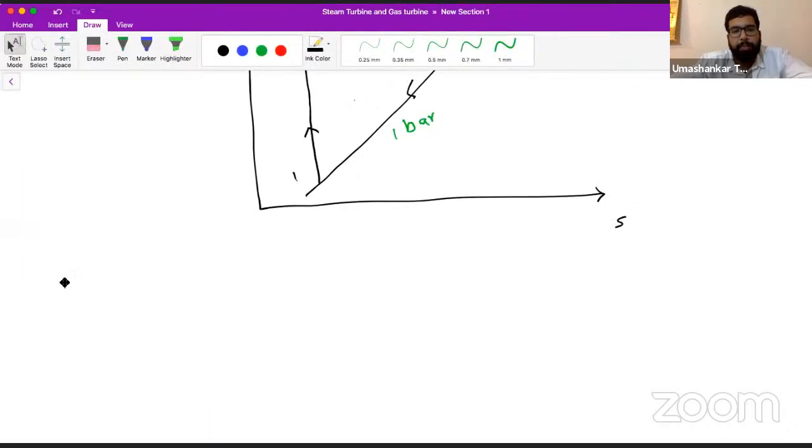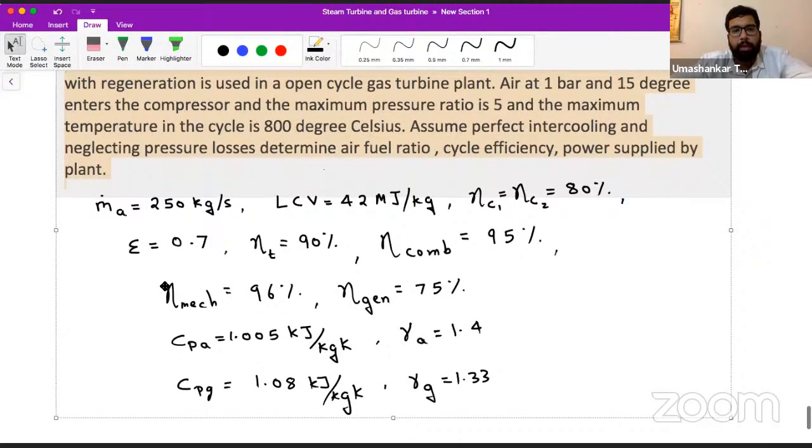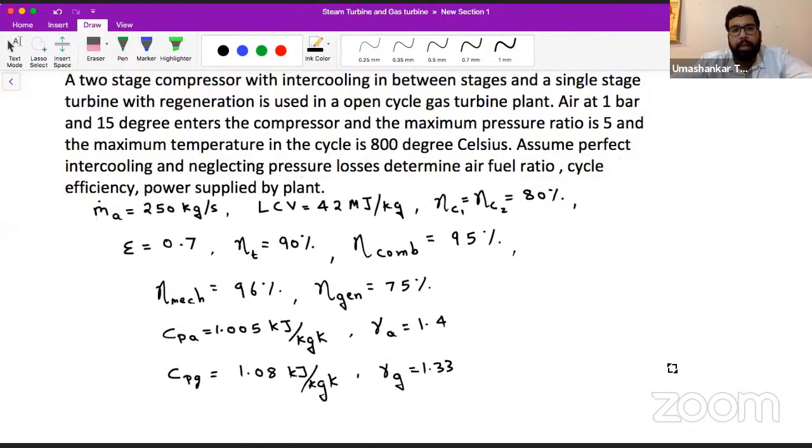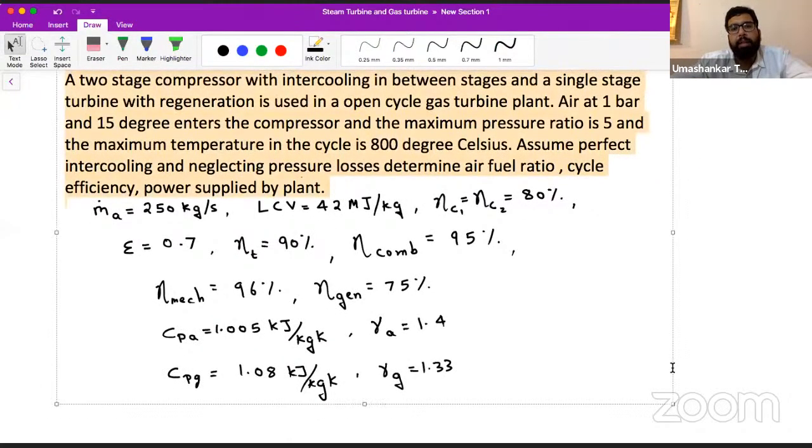I have typed some part of it and also have written some data to it. So this is the question on your screen. This black pen is the given data to you.